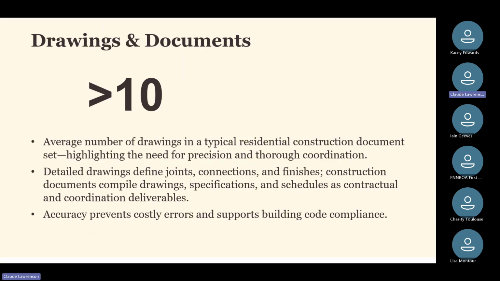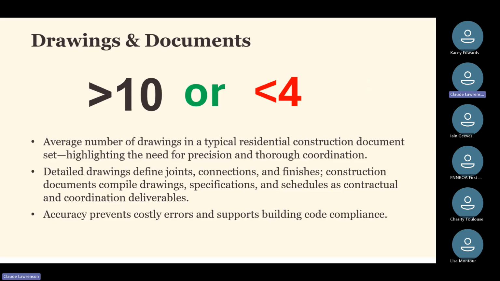Drawings and documents. The average number of drawings in a typical residential construction document set highlights the need for precision through coordination. I find in many cases it's generally less than 10, or hopefully more than 10; we'll get into the detail of why I say more than 10 later. Like I say, the average set of drawings I see is usually 4 or 5 drawings for, let's say, a residential build project.